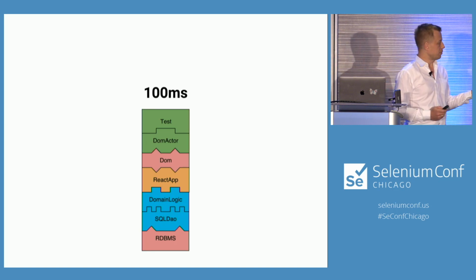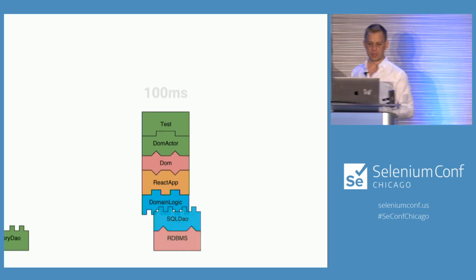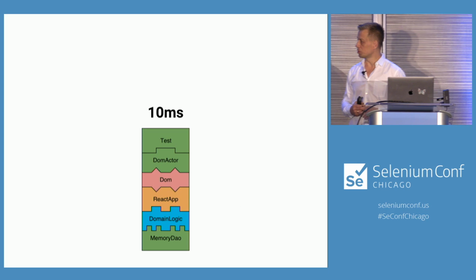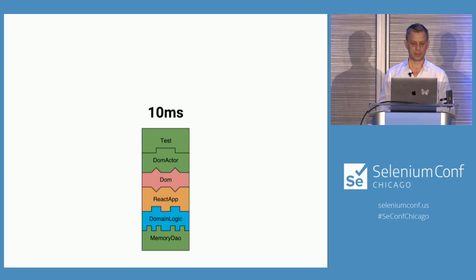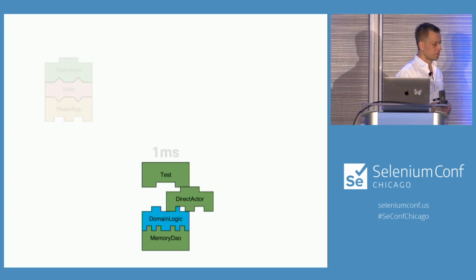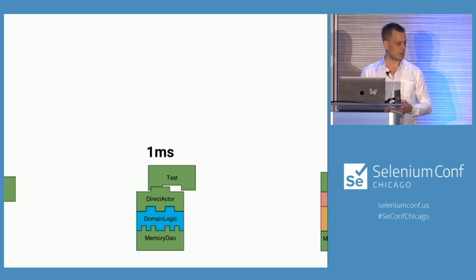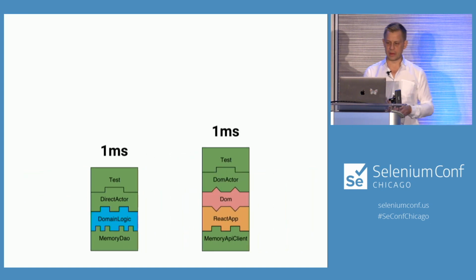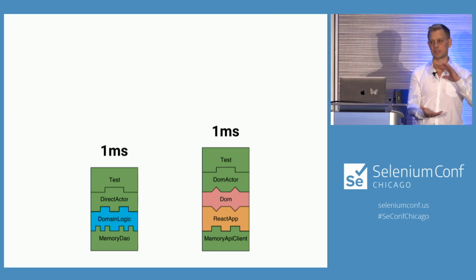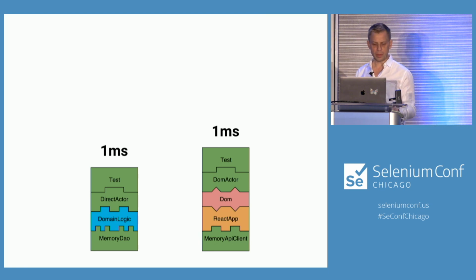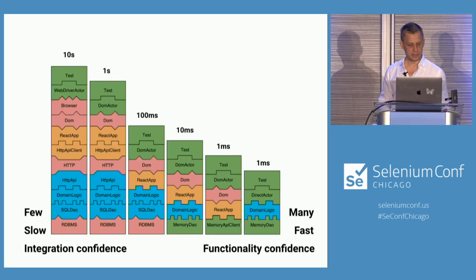We can also get rid of the database. We can plug in a different sort of DAO, maybe some sort of stub or a memory DAO at the bottom. And now we're down to 10 milliseconds. And then we can plug out some more stuff. We've got all these different configurations that we can assemble our system in different ways, depending on what we're looking for, whether we're looking for confidence or whether we're looking for speed.